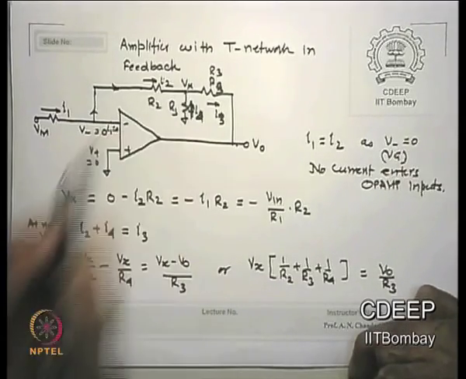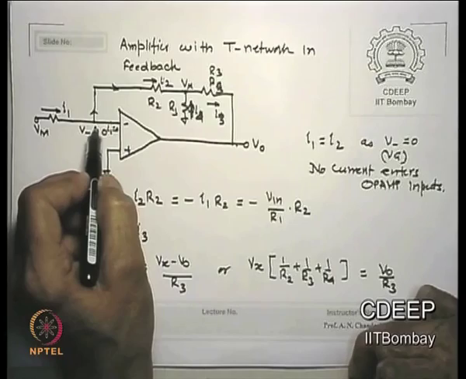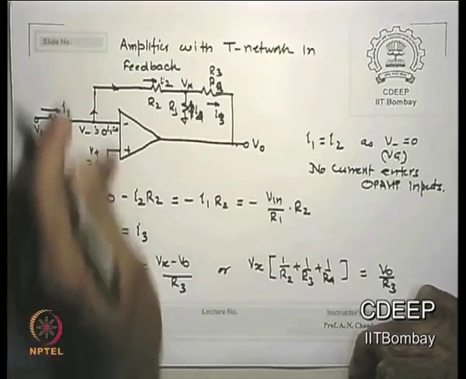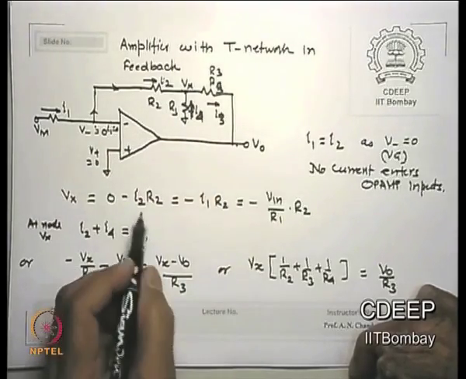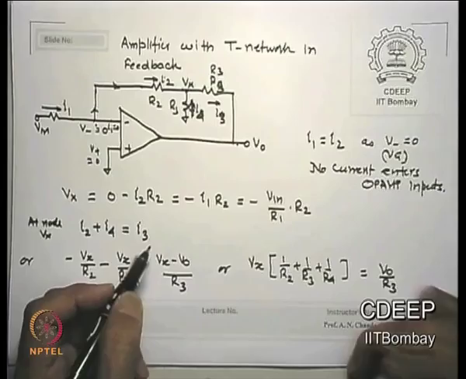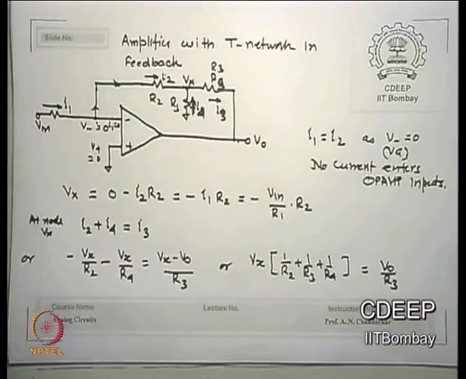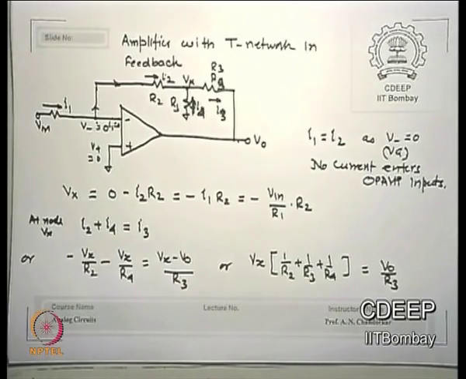Now how much will your potential be? Let's look at this potential, Vx. 0 minus Vx divided by R2 is I2, or we can say I2 R2 is Vx with a minus sign. Is that correct? 0 minus Vx divided by R2 is I2, so minus I2 R2 is Vx. By Kirchhoff's law, between two nodes, the voltage difference divided by resistance is the current. This potential minus this potential divided by R2 is I2. So minus I2 R2 is Vx.